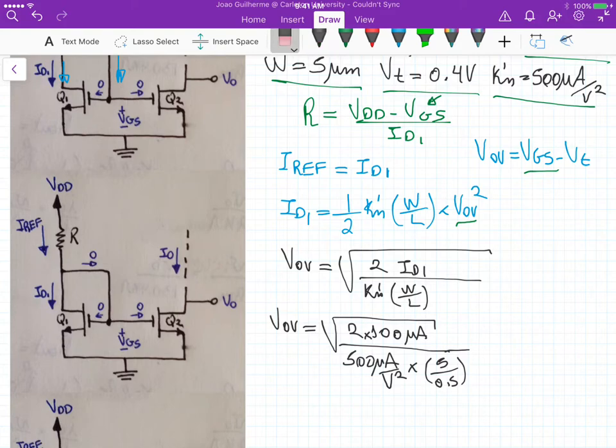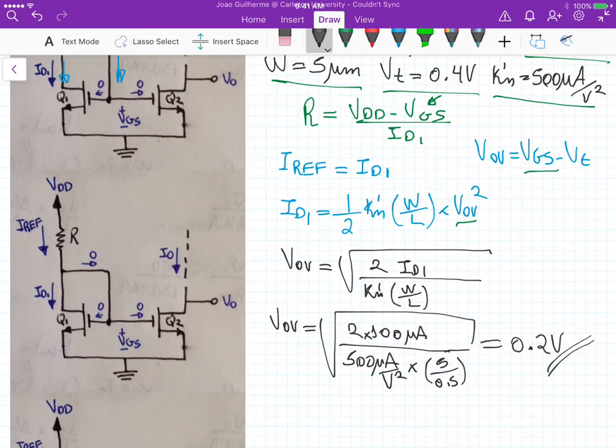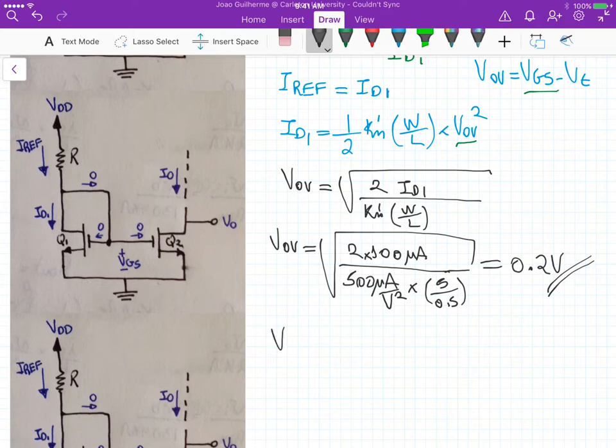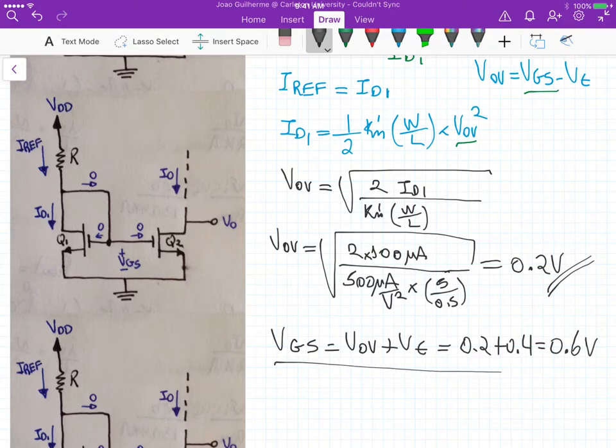And let me just redraw this square root here. So it's the square root of this entire thing here. And this gives us an overdrive voltage of 0.2 volts. Okay, so if we know the overdrive voltage, we can calculate VGS. So VGS is just the overdrive voltage plus the threshold voltage. Now the threshold voltage we know for this particular transistor is 0.4. So this gives us 0.2 plus 0.4, and that's 0.6 volts for VGS.